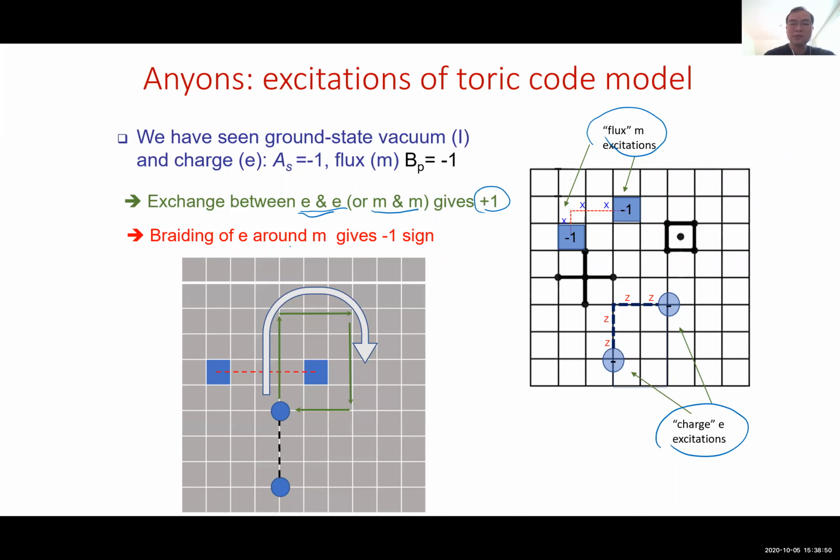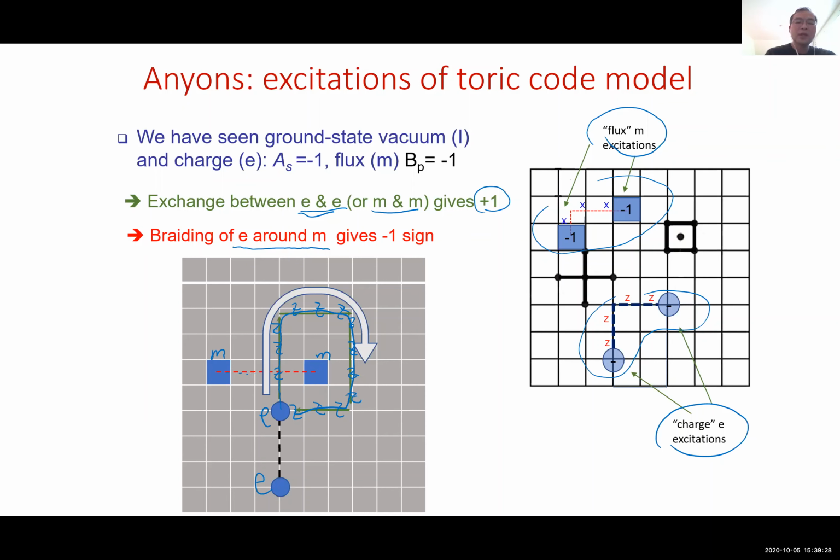Okay, maybe before I introduce the third type, let me talk about the braiding of E around M. So for example, this is a pair of M, a pair of E. It could be from the right-hand side, just move it around. And then I move this E around. How do I do that? I just apply the Z operator. Right? So apply Z, Z, Z, Z. I apply the Z operator and then take it back.